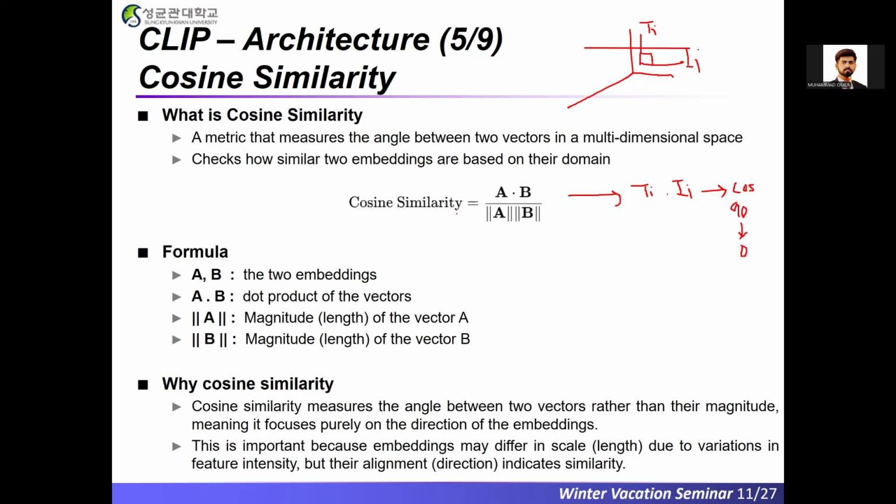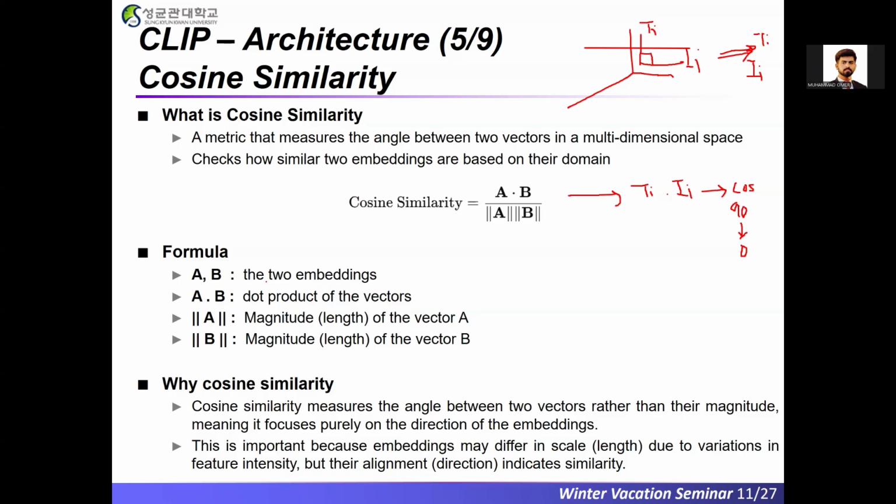This shows that in order to have a maximum similarity between the two vectors, they should be maximally overlapped, like for example, like this. This should be Ti and this should be Ii in order to have the maximum cosine similarity. So what they want to do here is maximize the similarity. In order to maximize the similarity, the two vectors should be in a similar direction.